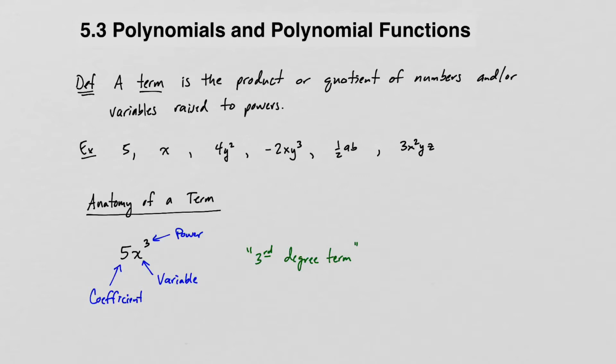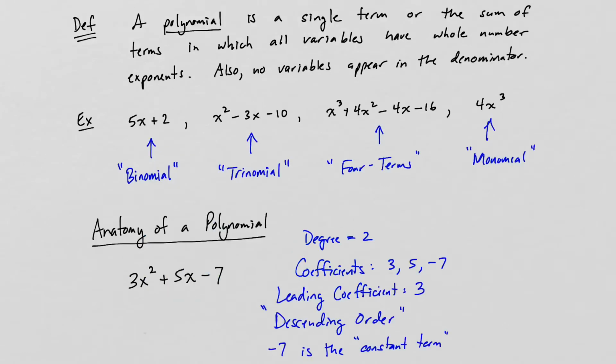Okay, let's go on to talk about polynomials. So the definition of a polynomial is that it is a single term or the sum of terms in which all variables have whole number exponents. Also, no variables appear in the denominator. So a polynomial is basically when you add a bunch of terms together and all of the terms have whole number exponents. So you cannot have fraction exponents, you cannot have negative exponents.